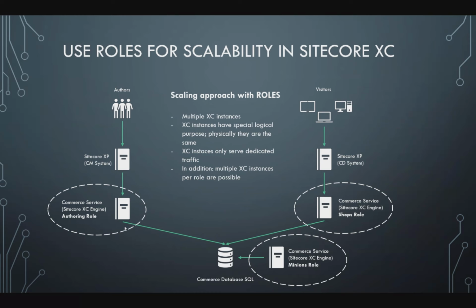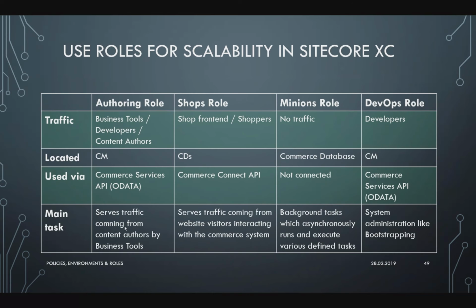Here is a little, I would say, table. So a little table about all the roles which might exist in your system or in your environment, and some key features like what traffic do they serve, where should they be located, from which user group is used, and what is the main task. So keep such a table in mind when you set up your environment. What roles do you really need and what roles you don't need, and which tasks you have. And I think then the scalability is much better than without doing that.